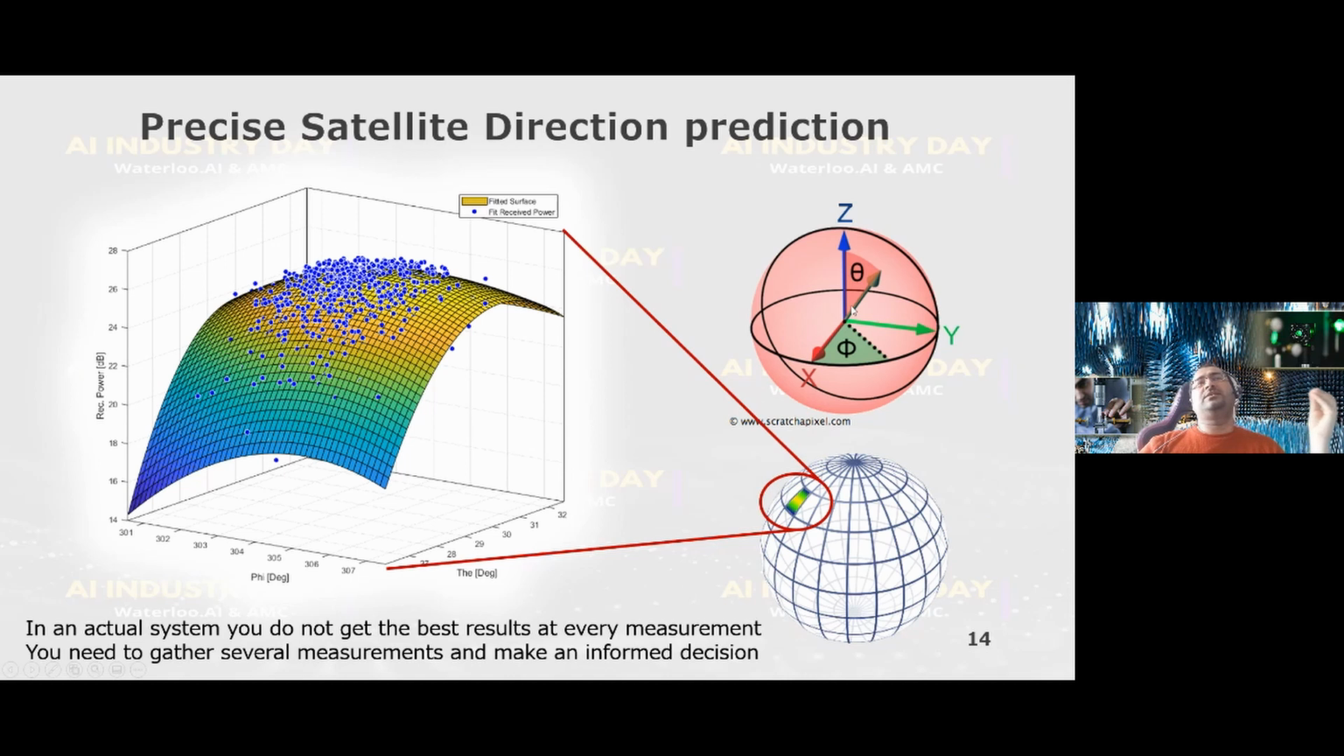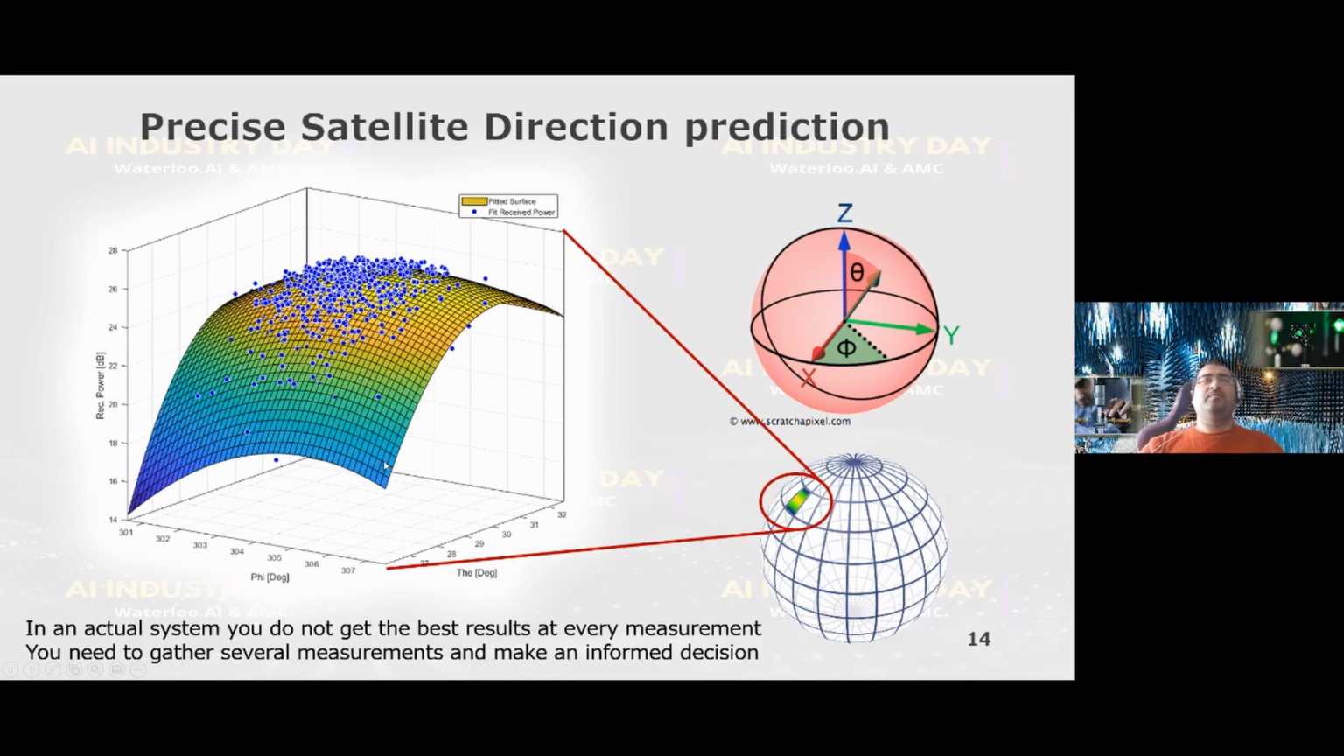The system needs to predict two angles. The first one is theta, which is the angle between the vector looking directly at the satellite and the perpendicular vector to the north, and the other one is phi, which is basically your direction when you're looking at the horizon. These two angles are the output of the system.